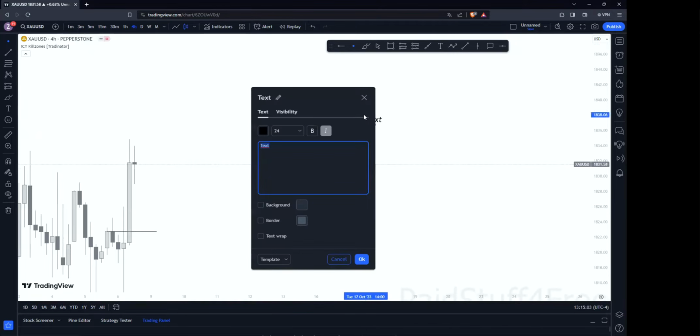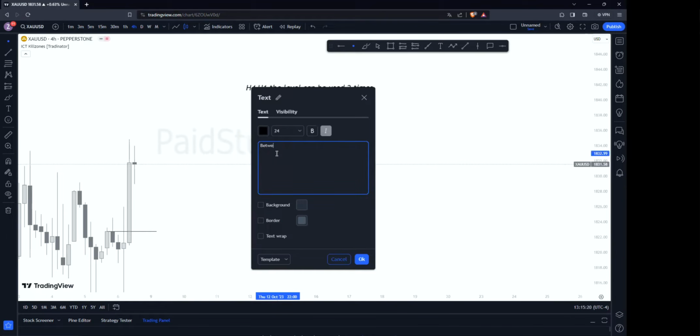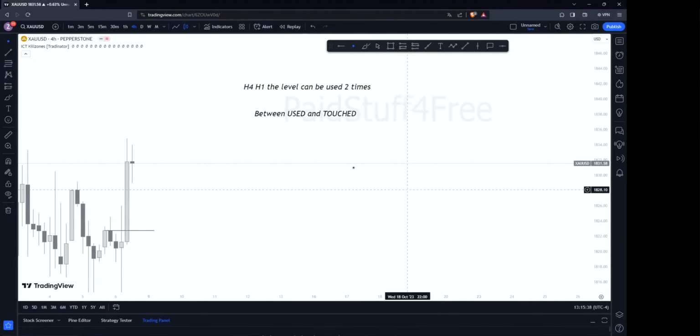We have a rule. So for H4 and H1, the level can be used 2 times. When I say used, there is a difference, guys. You have to understand the difference between used and touched. When I say used, that means the level was good for entering a buy or a sell position. It's like when you press the button, that's one use. That's when it's called used.